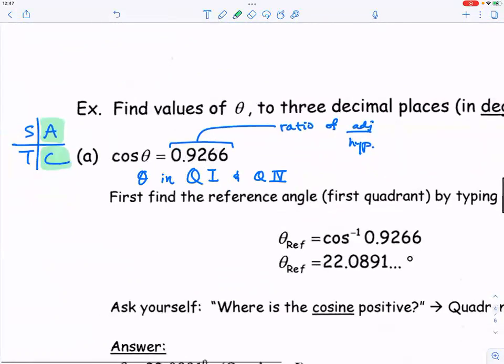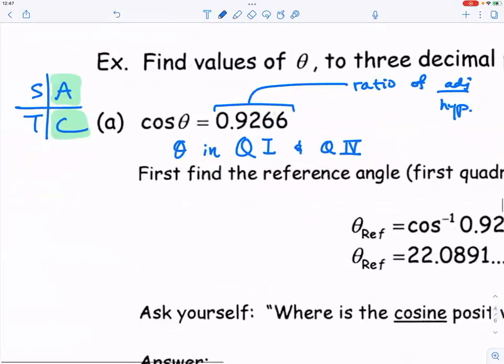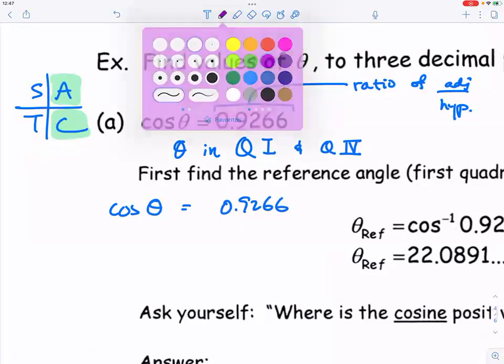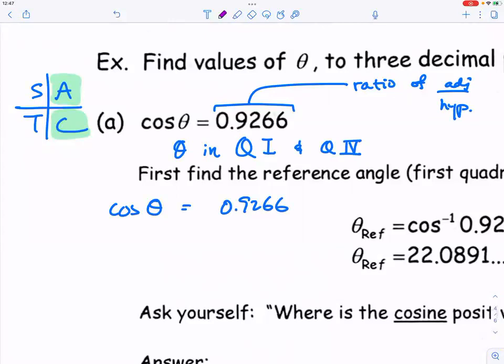So when you put it into your calculator, now what you would do is this. You have cosine theta of 0.9266, right? If you want to get theta by itself, that means you need to cancel out the cosine. How do you cancel out the cosine? Well, just like how we did before, if you want to cancel out log, you need to do the inverse. Don't use the word opposite, use the inverse.